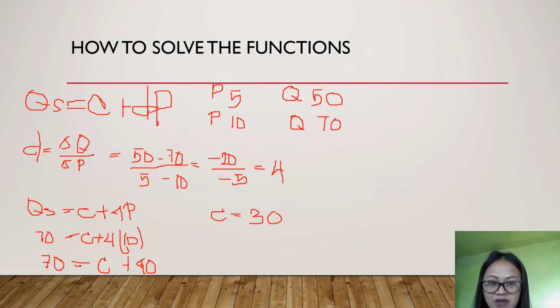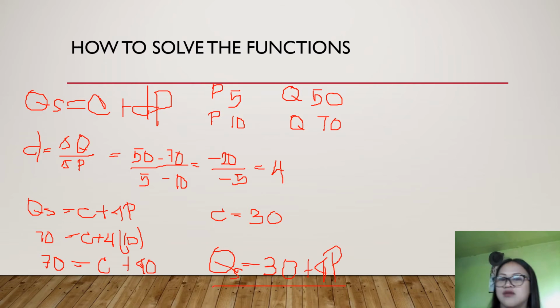So by completing the equation, we have a quantity supply equivalent to 30 plus 4P. So that is your supply function. Got it? So, ganun po yung mag-solve. So, when it comes to solving your own exercises, be careful. Tsaka huwag na huwag niyong pagpalit-palitin yung mga values. And take note of the negative sign and the positive sign in terms of the demand functions at tsaka supply functions. Okay?